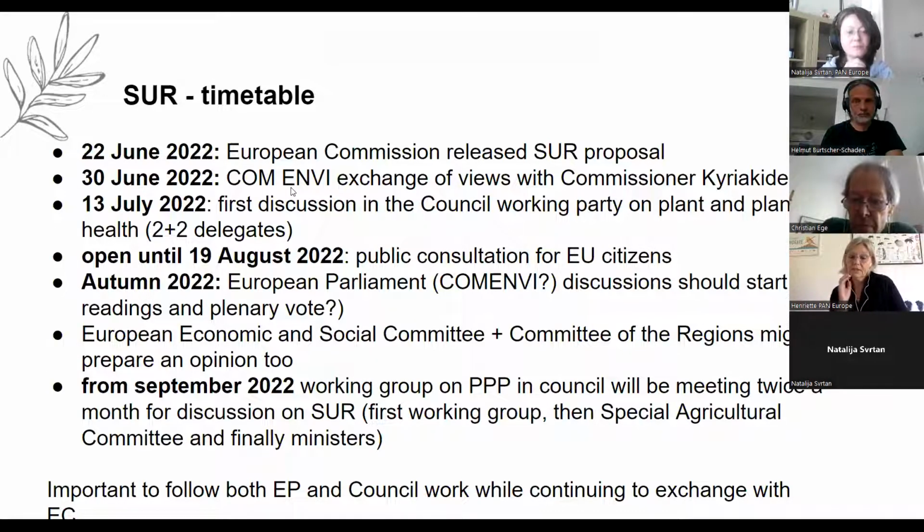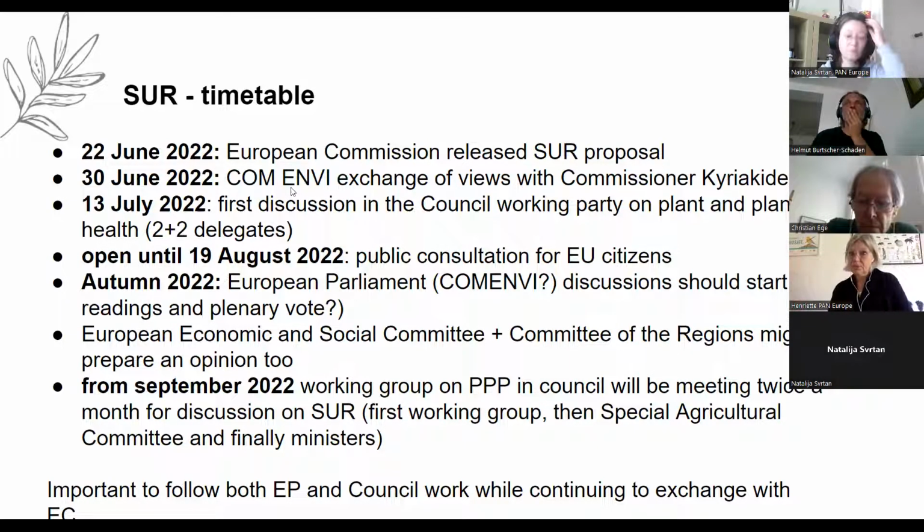I was asked first to make a timetable. It was released last week, and right now, in 10 minutes, Commissioner Kyriakides of Sante will present it to ComEnvy. We are hoping that ComEnvy in the European Parliament will get the file. After he presents, discussions will start on who will have the file, who will be the shadow rapporteur, and who will be the rapporteur. This will probably only start to materialize in September.